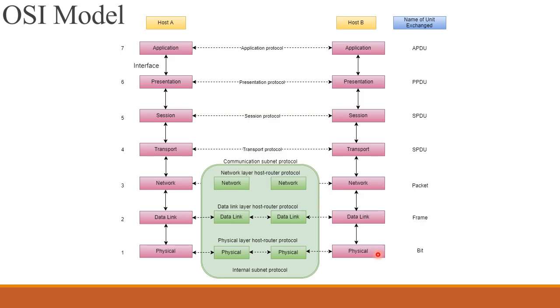For example, the physical layer takes raw bits from the transmission media. At the data link layer, these bits are converted into frames by using different framing techniques. At the network layer, they are converted into packets. At the transport layer, protocol data units are used. Then at the session layer, session protocol data units. At presentation, presentation protocol data units, and so on.